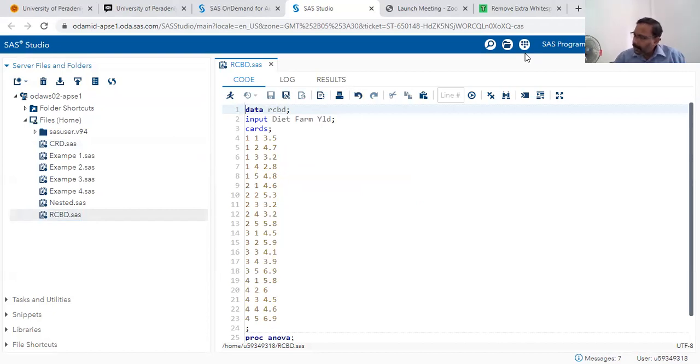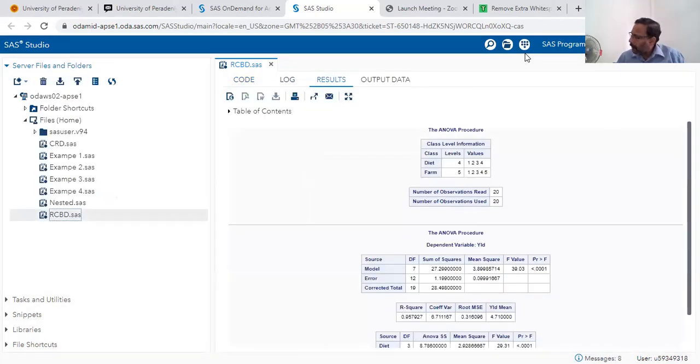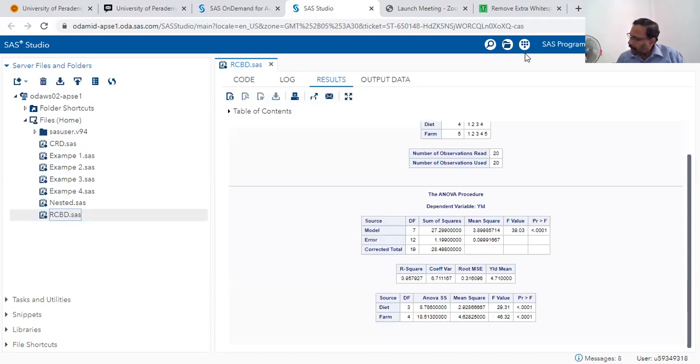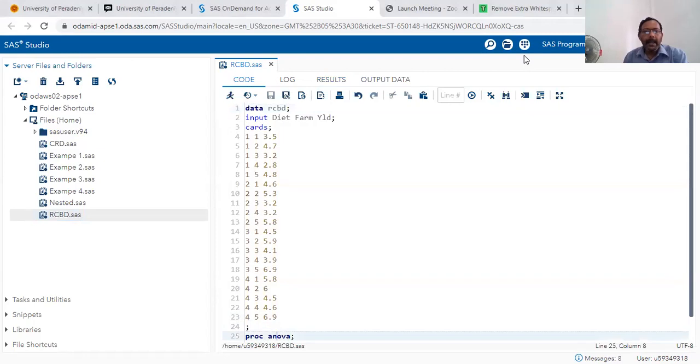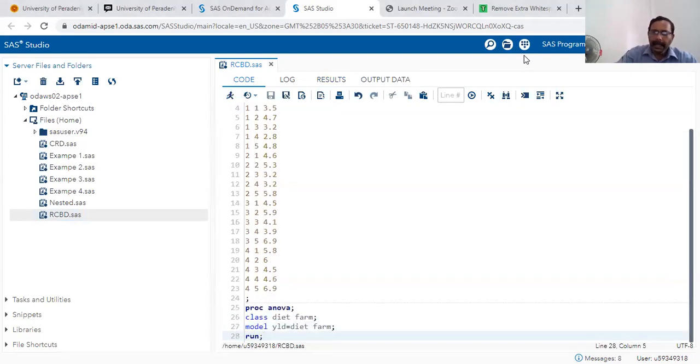So we said when you do the RCBD, according to that, there's a significant difference among the diets. Right? So what is the next step? Then we'll have to go for mean separation. The next step is definitely we should go for mean separation. So I will go for mean separation. Right. So what do we write?